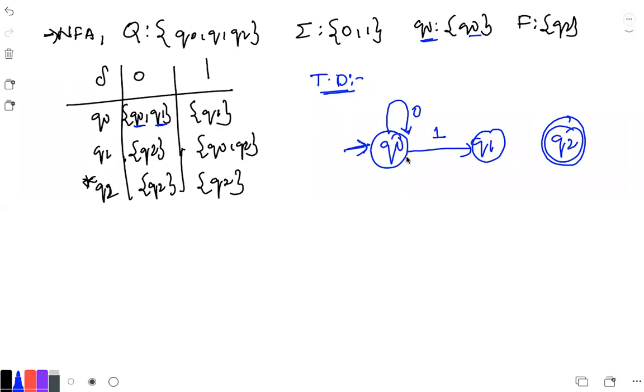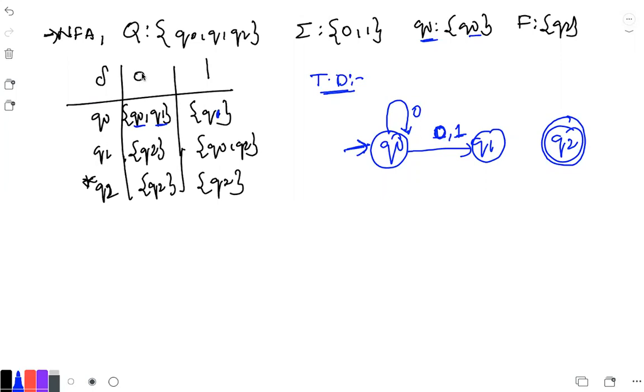Q0 on 1 is Q1. Sorry, this is 0. Now it's 1. Clear? Yes, sir. Sir, Q0 on 1, have you written Q1 or Q2? Q0 on 0 goes to both Q0 and Q1. But Q0 on 1 goes to Q1. So it is Q1. Okay. I thought it's Q2, sir. No, this is Q1.